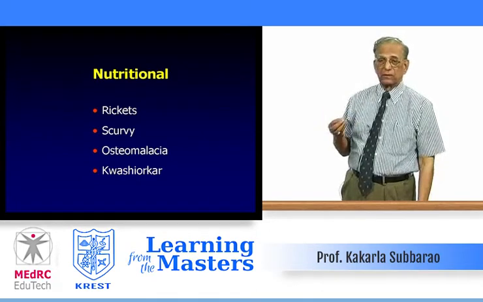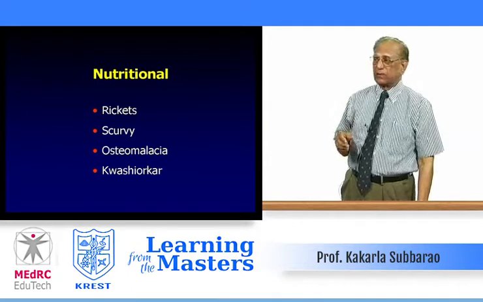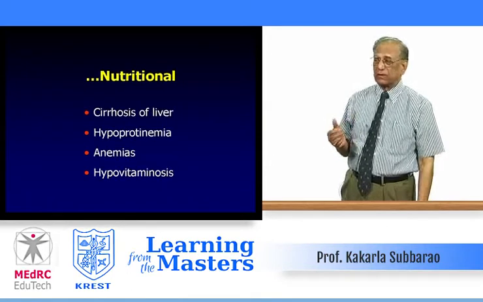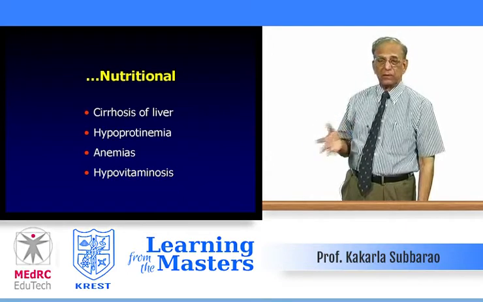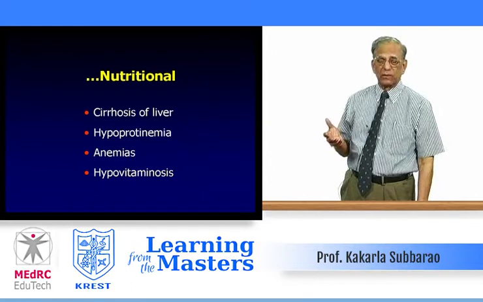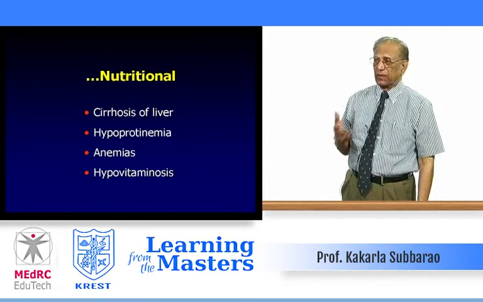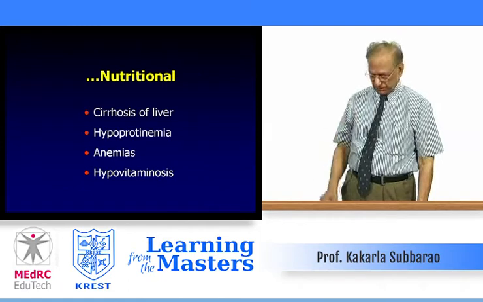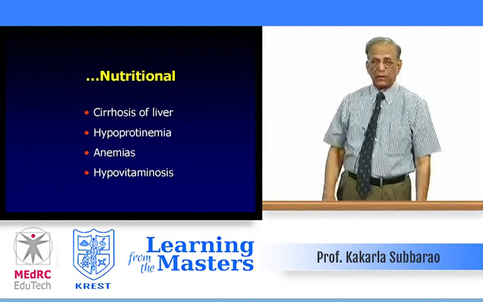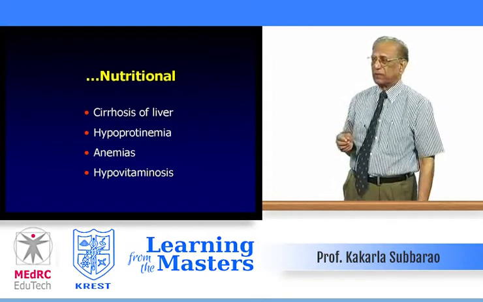Kwashiorkor, complete dehydration and atrophy of the muscles. Cirrhosis of the liver. Hypoproteinemia, very common in India. Anemias, not only hemolytic type of anemias, but microcytic anemias. Hypovitaminosis. Other vitamins other than D and C.